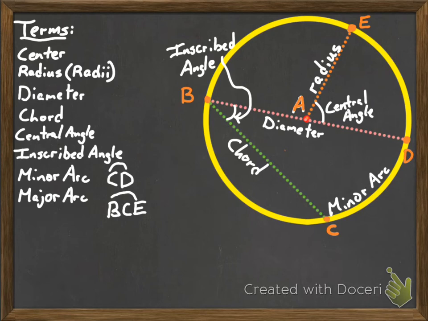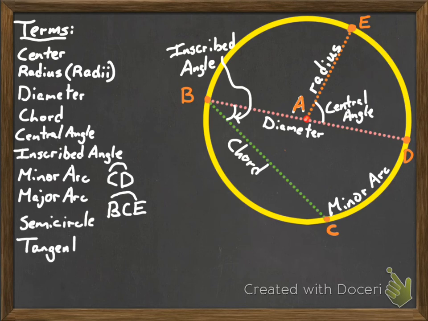Now, if you ever see a problem that says arc CD, for example right here, and it didn't say minor arc, always assume they're talking about the minor arc. Because CD could in fact be this entire arc here, right? That would be the major arc. But if they don't specify it's a major arc, assume it's a minor arc.